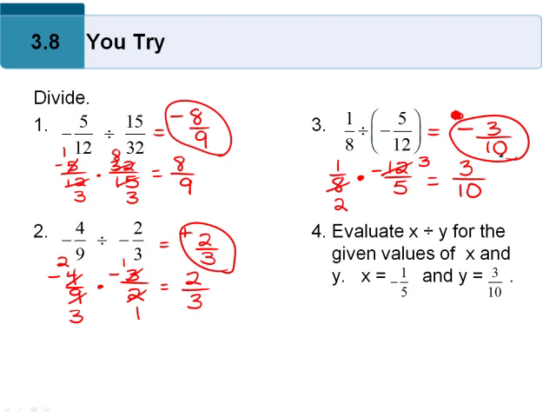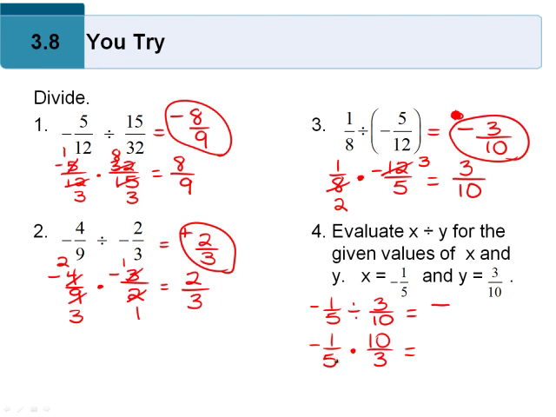And number 4 here, evaluate x divided by y for the given values of x and y. X is negative 1/5 and y equals 3/10. So I'm going to write out negative 1/5 divided by 3/10. Okay, so first of all, a negative divided by a positive is a negative. So we've got our sign. Then we do keep the negative 1/5, change it to multiplying, and flip 10 over 3. Okay? We already figured out our sign.